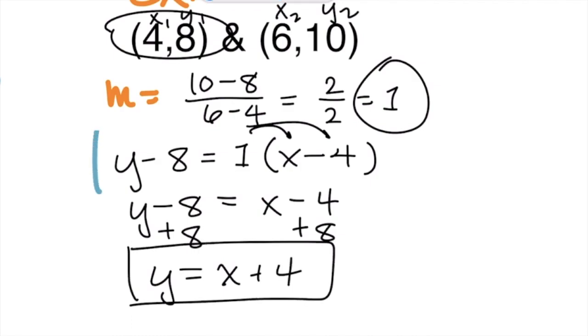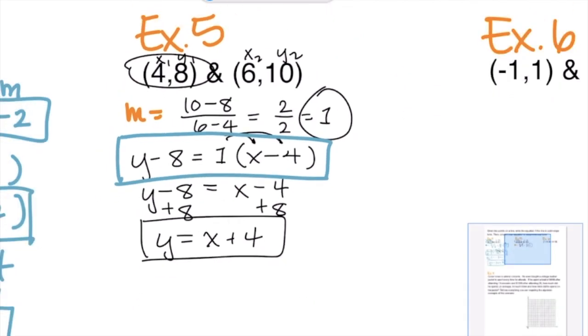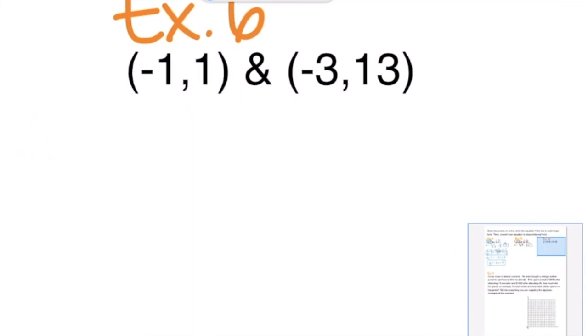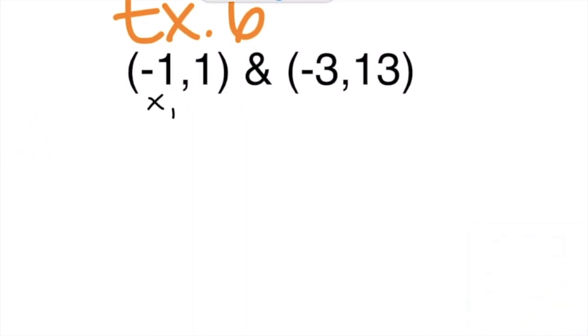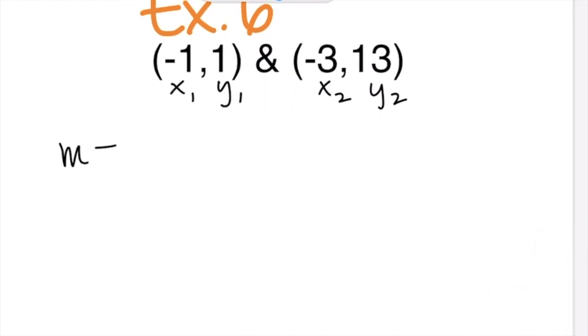Again, if I just said write the equation, you could have left it like that original point slope form and it would have been a correct answer. Okay, next, here's x1, y1, here's x2, y2. So we've been given 2 points on the line. We're going to write the equation by starting off with point slope form, and then we're going to convert to slope intercept.